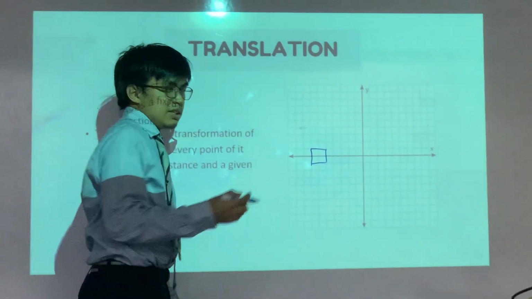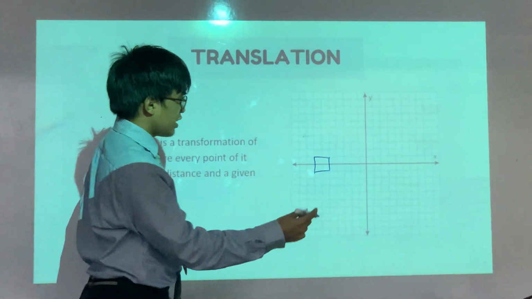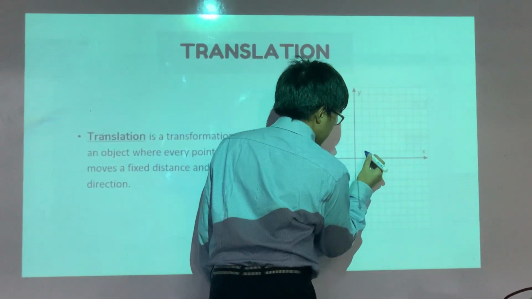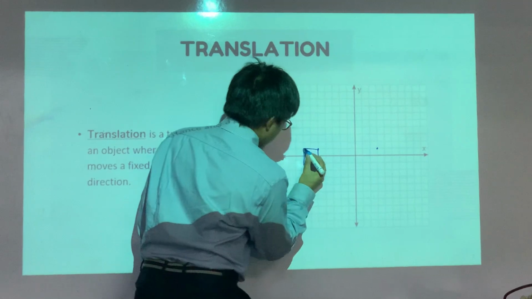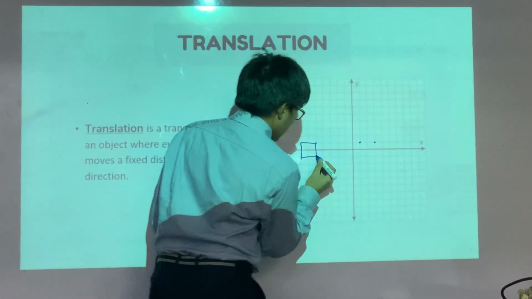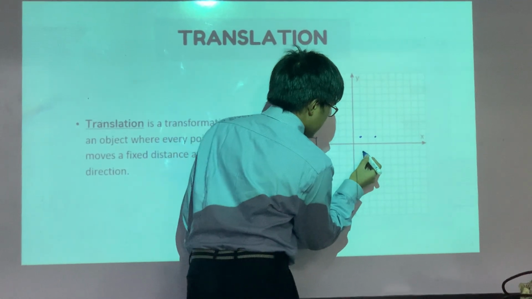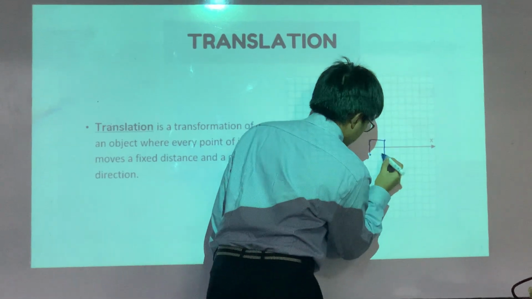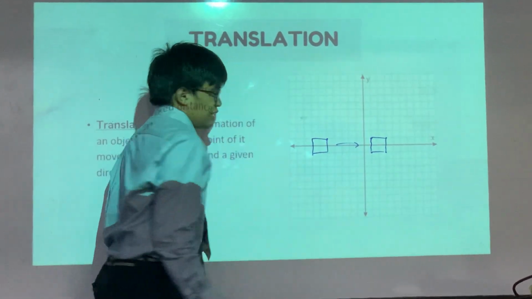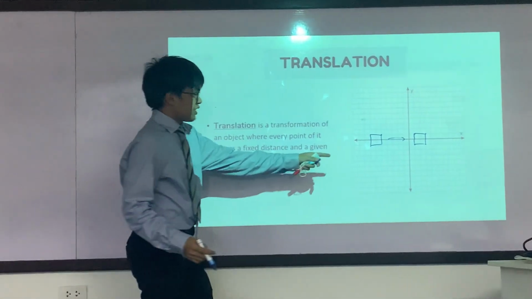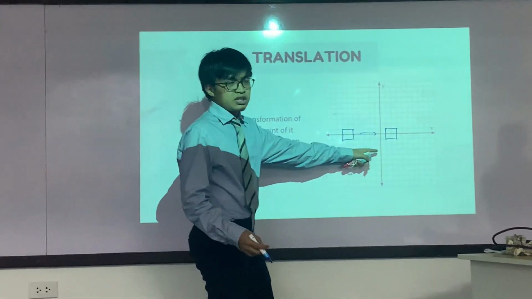And we're going to move it 6 units horizontally. So let's start from this point. 1, 2, 3, 4, 5, 6, 7, 8. We have translated this square into this new shape.